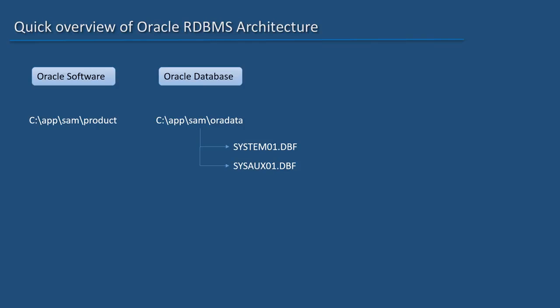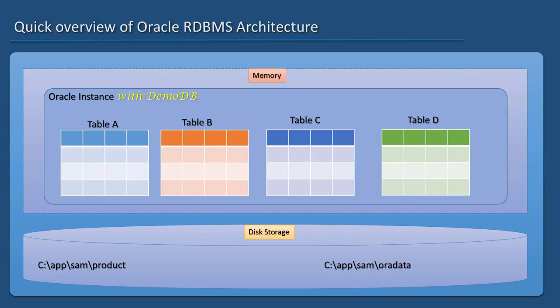In this video, let us take a quick look at Oracle RDBMS architecture. Just to get us started for the SQL development. During the installation, Oracle software gets installed in one location, which is c:app/sam/product. Then when we create a database, which is nothing but a bunch of files, they get created in another location, which is c:app/sam/aradata.